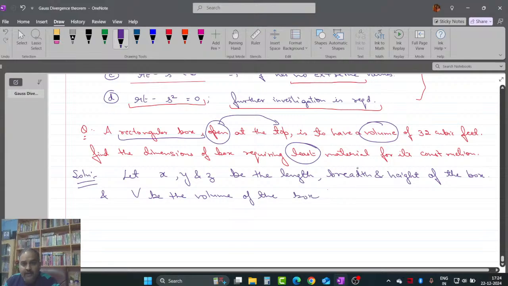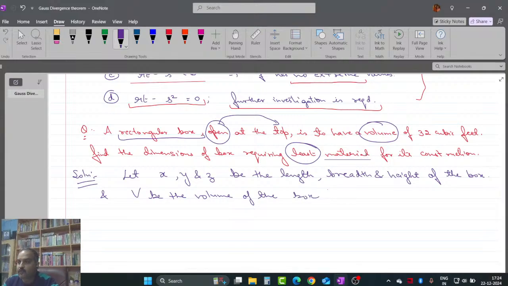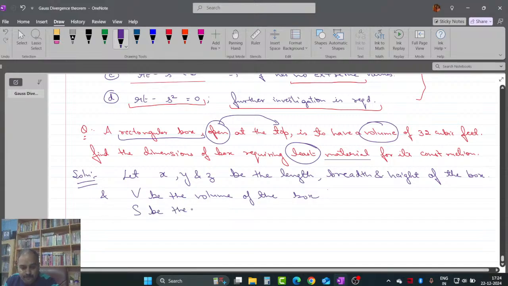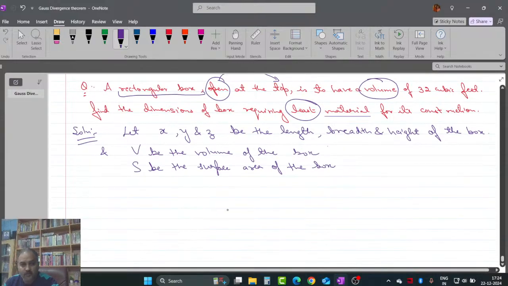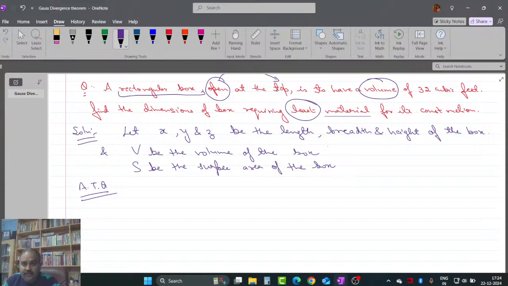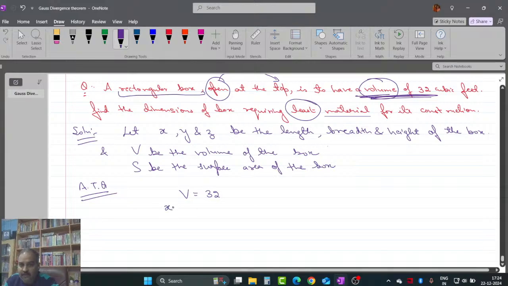And least material means we have to work with the surface area. Let S be the surface area of the box. So these are the terms which are required in the question. Now according to the question, what is given? They have given the volume is 32. That means V is equal to 32. Volume comes out to be length into breadth into height equal to 32. Let it be equation number 1.